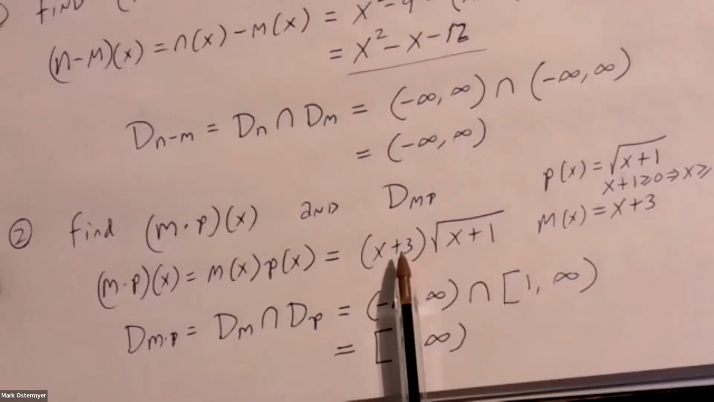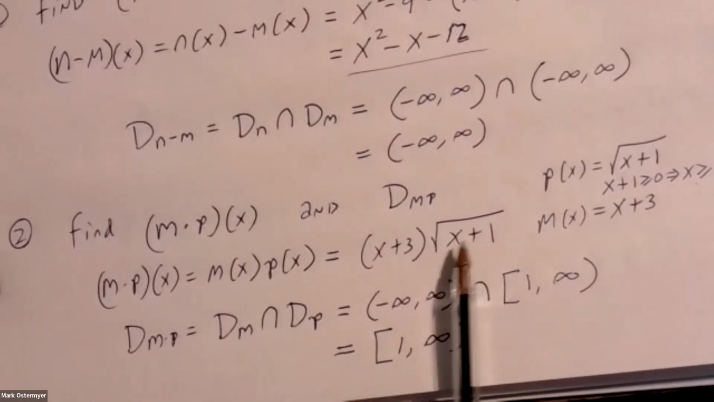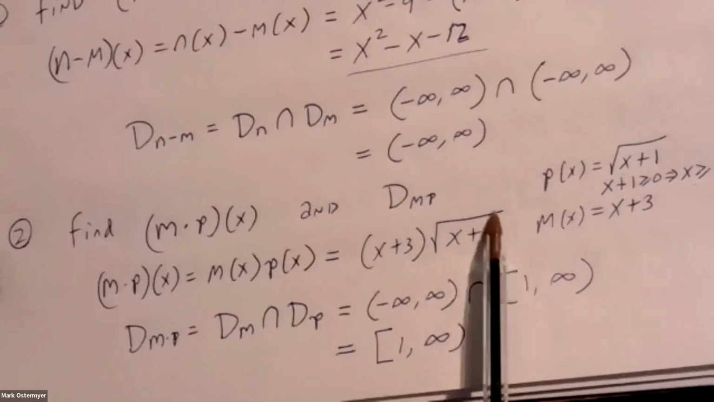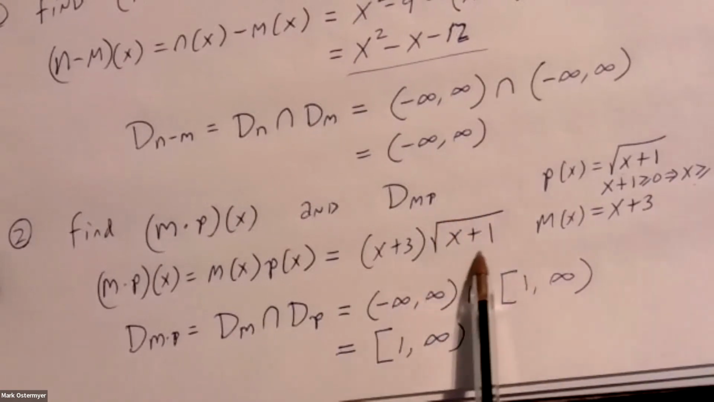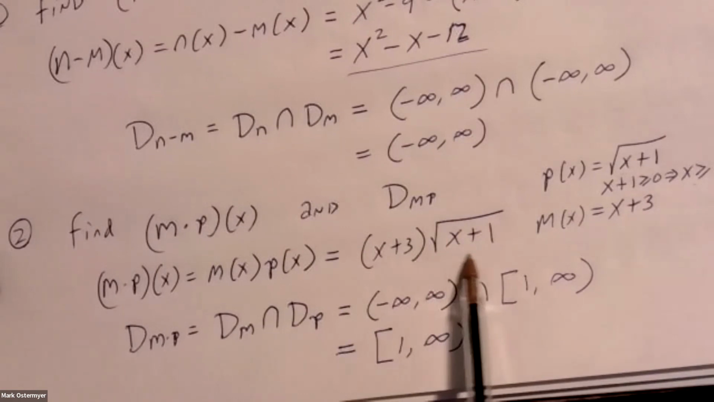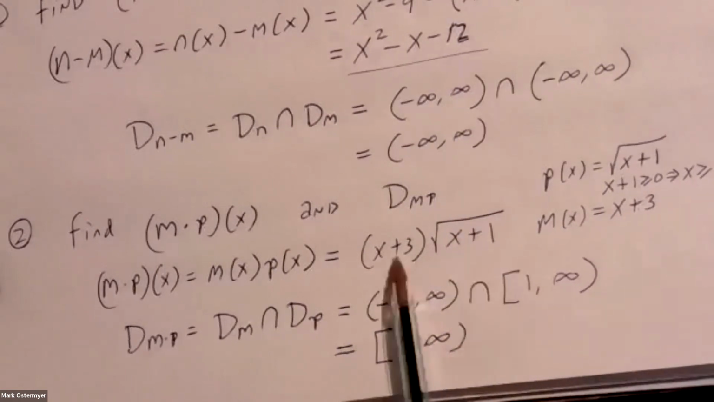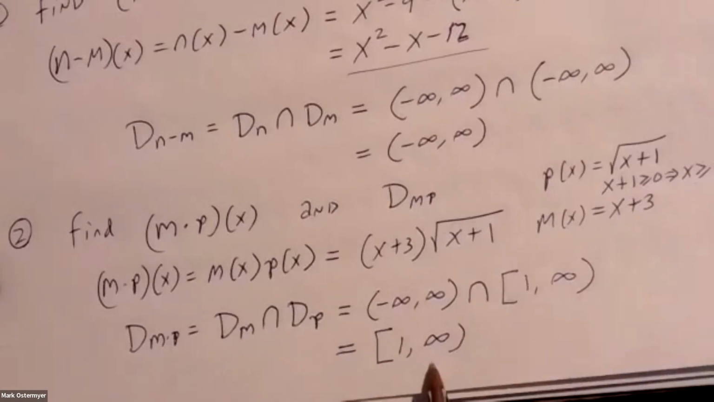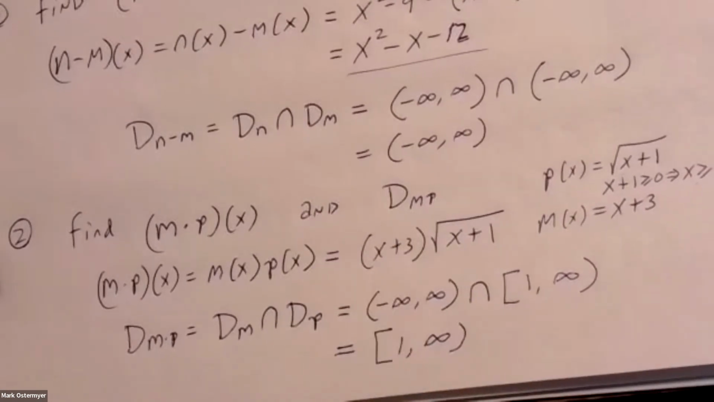In other words, you cannot put any number into this function here that is less than 1. If you do, then you'll be taking the square root of a negative number. And the square root of a negative number is no longer a real number. It's an imaginary number, undefined. Okay. So that would be the domain of our product function. Any questions about how I'm forming these domains of these new functions we're forming?